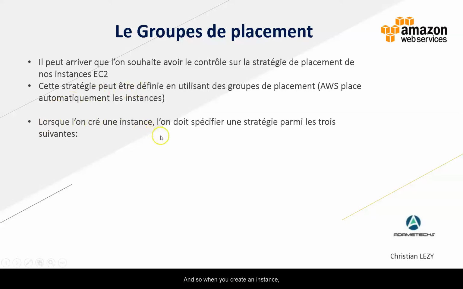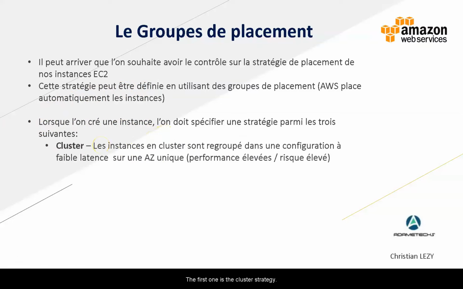And so when you create an instance, you have to specify one of the following three strategies. The first one is the cluster strategy. In this strategy, the instances are grouped in a low latency configuration on a single availability zone, which guarantees high performance but also exposes them to high risks.